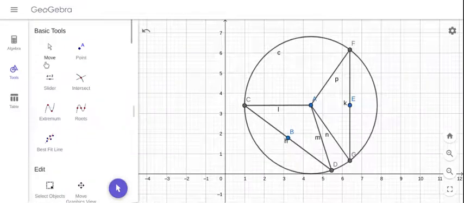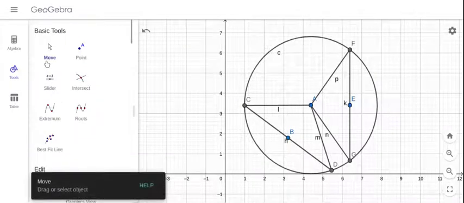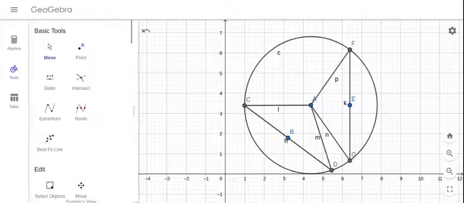Now I want to ask you a question here. Are these two triangles similar or congruent? You can write down in the comments below what you think. If they're similar, why you think they're similar. If they're congruent, why they're congruent. But that is not my focus here. In this video, I want to talk about what happens to the angle that is being created at the center.